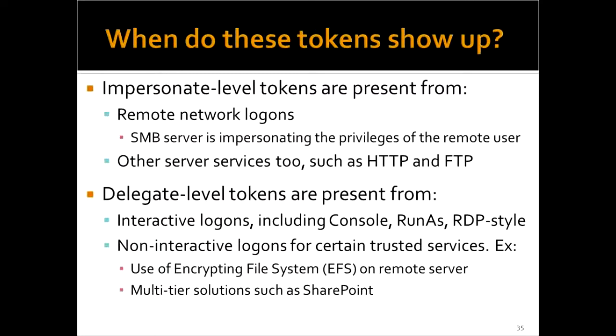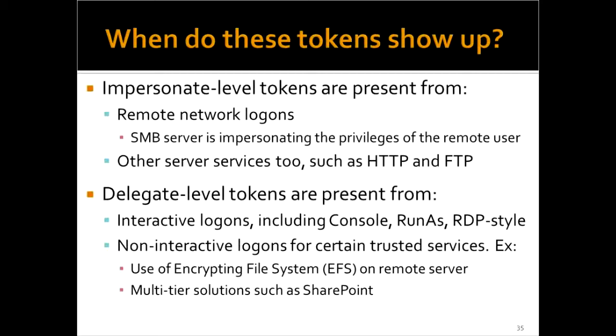Okay, so when did these show up? The impersonate-level token, again, is the typical scenario of logging into a remote system for something like SMB or FTP, in the case of Microsoft FTP or HTTP. What happened is that the local system can impersonate that user only on the local system. And we'll see these impersonate-level tokens show up through this type of network logon, the remote system.